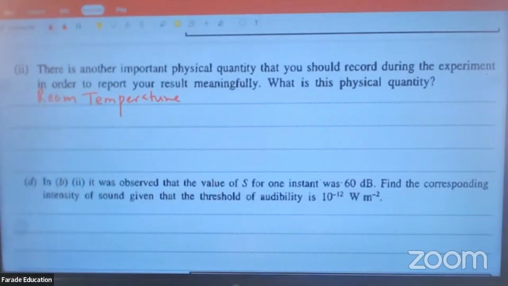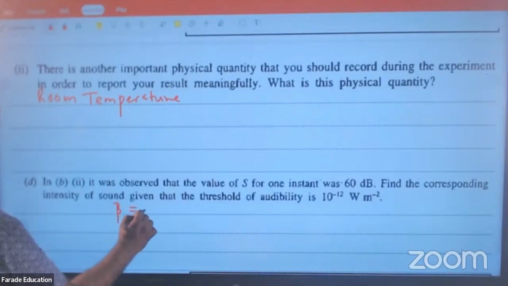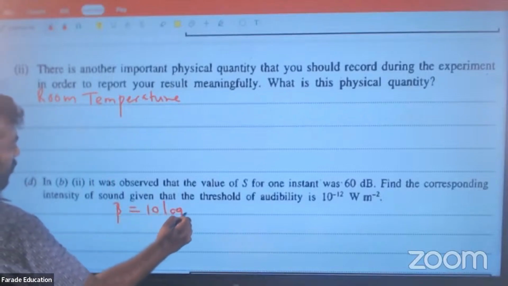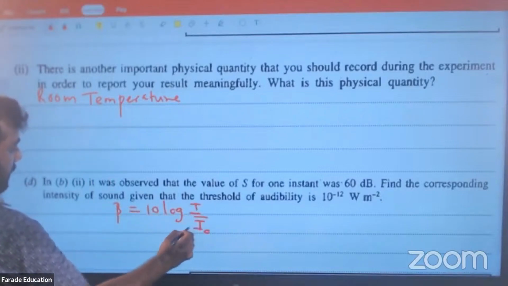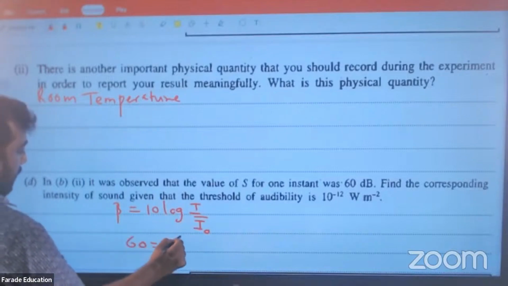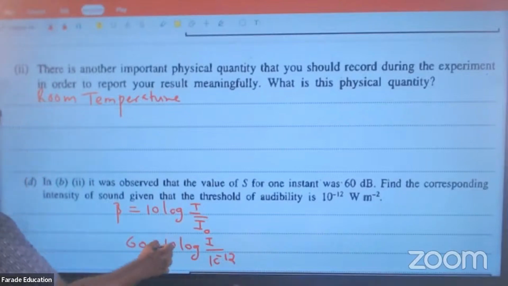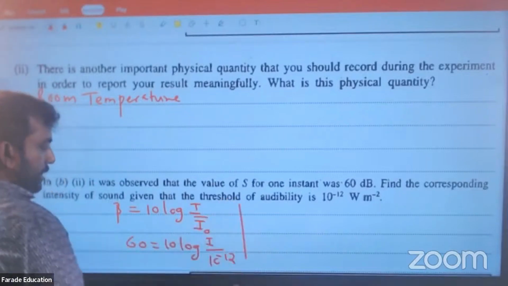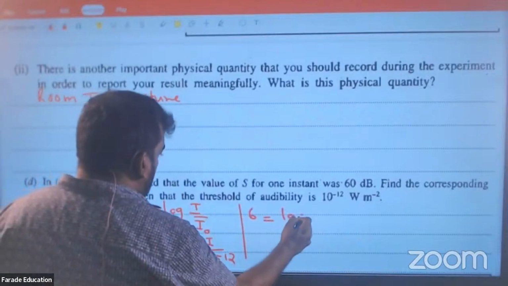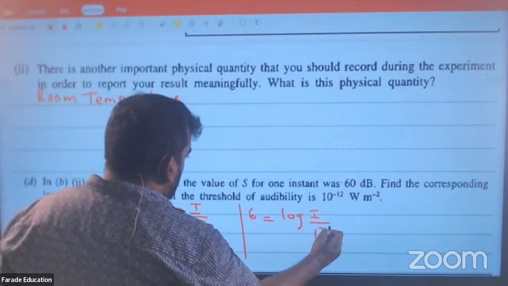In part B Roman 2, it was observed that the value of beta for 1 instant was 60 decibels. Find the corresponding intensity. Beta equals 10 log I over I0. 60 decibels equals 10 log I over I0, where I0 is 10 to the power minus 12. The 10s cancel off.